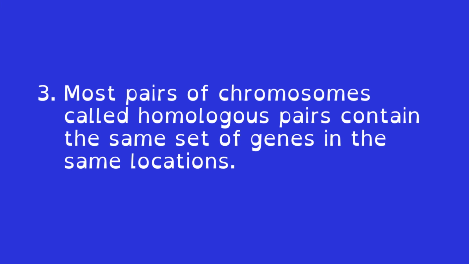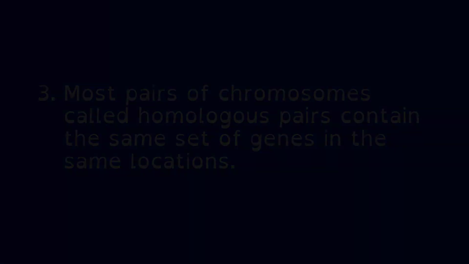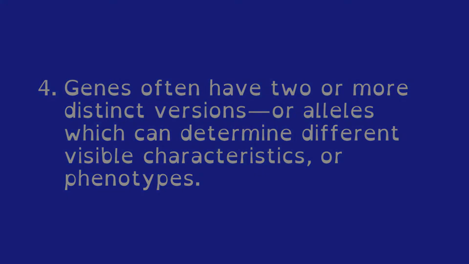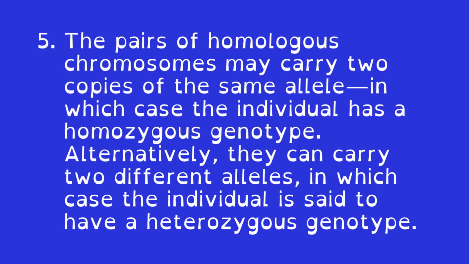3. Most pairs of chromosomes, called homologous pairs, contain the same set of genes in the same locations. 4. Genes often have 2 or more distinct versions or alleles, which can determine different visible characteristics or phenotypes. 5. The pairs of homologous chromosomes may carry 2 copies of the same allele, in which case the individual has a homozygous genotype.